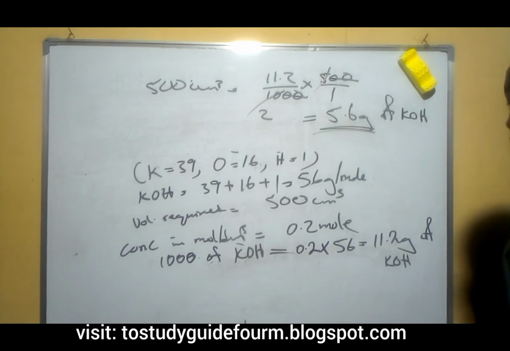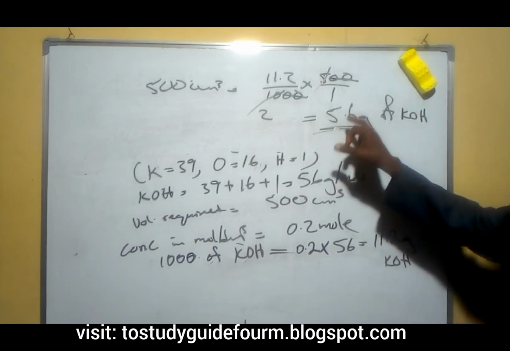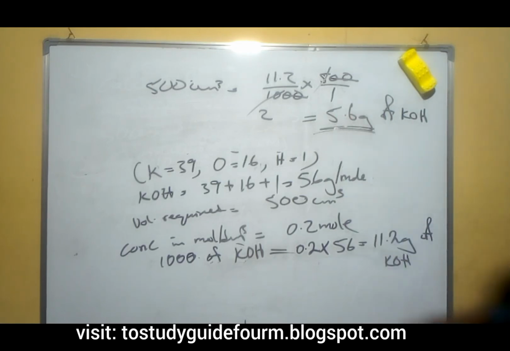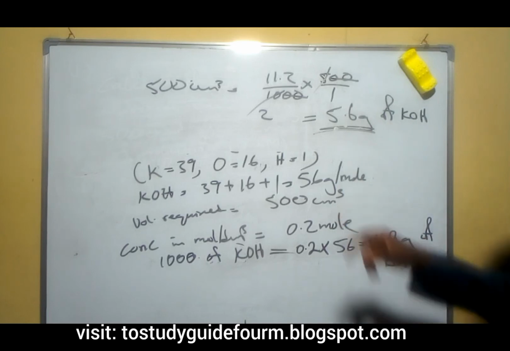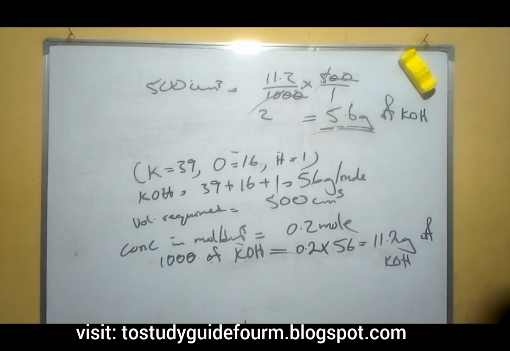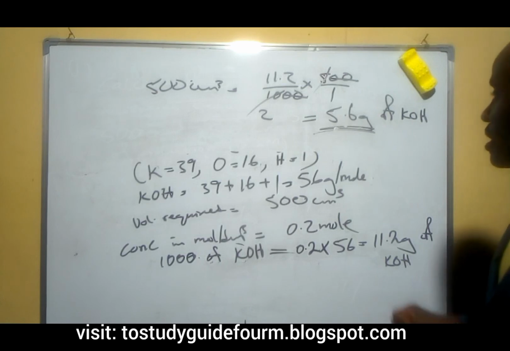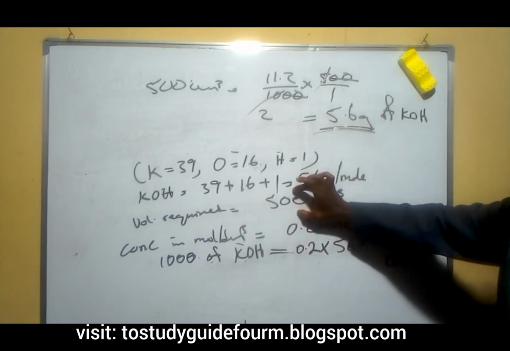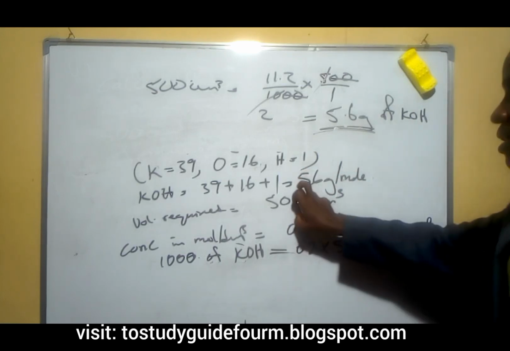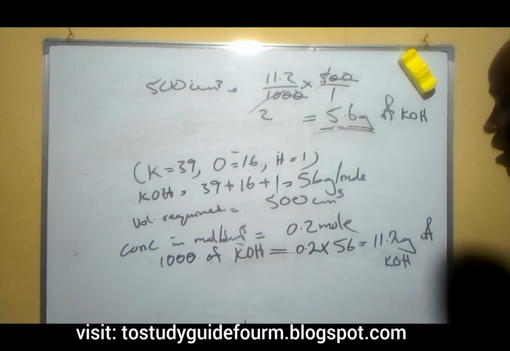That means if you add 5.6 gram of potassium hydroxide in 500 cm cube of a solution, you will get the concentration that will be equivalent to this in that small quantity of the solution.